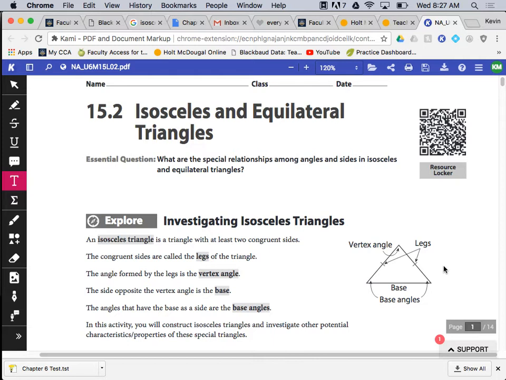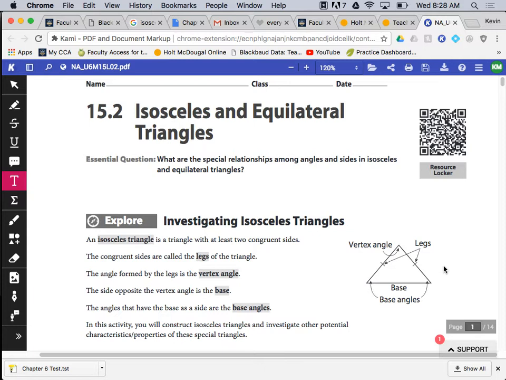What would be a word that I could use to say equal angles? Equiangular. So every equilateral triangle is also equiangular. Every equiangular triangle is also equilateral. Does that make sense? Okay.